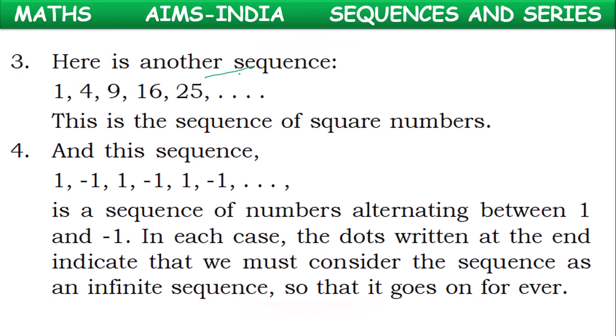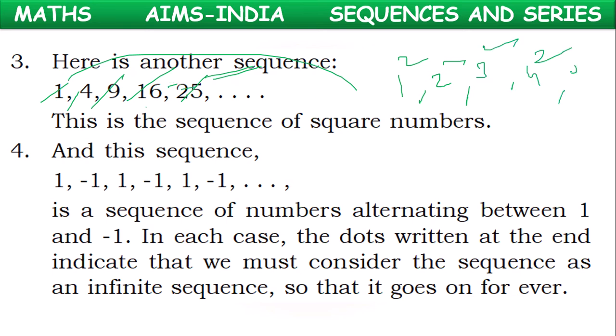Suppose, let's see another sequence: 1, 4, 9, 16, 25. Here, 1 can be written as 1 square, 4 can be written as 2 square, 9 can be written as 3 square, 16 can be written as 4 square, and 25 can be written as 5 square.